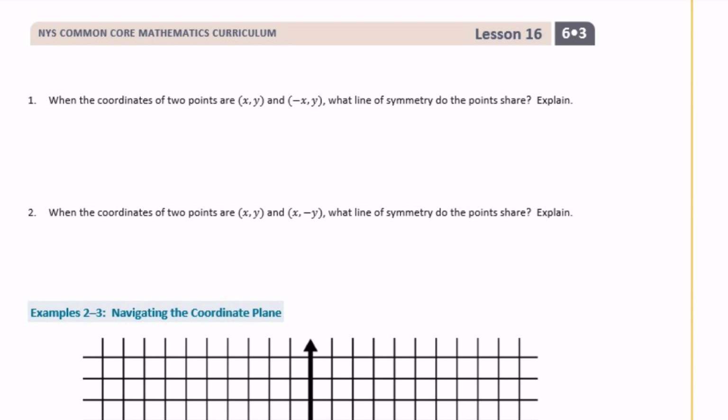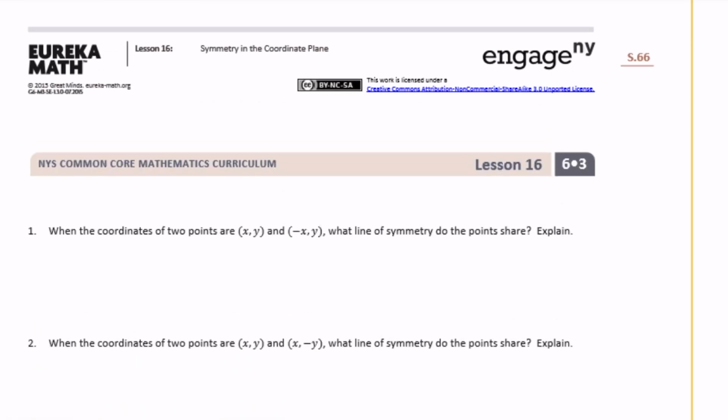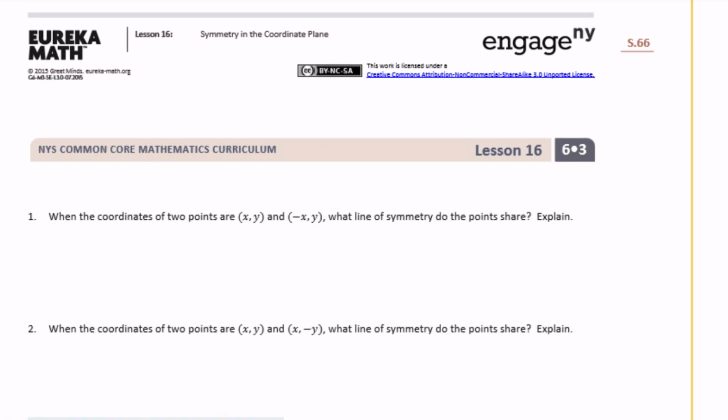Okay, number 1, when the coordinates of 2 points are x, y and -x, y, what line of symmetry do the points share? Explain. So if we have x, y and -x, y. So for example, if I had 1, 2 and -1, 2. So 1, 2 would be here. -1, 2 would be there. So they share the y line of symmetry.